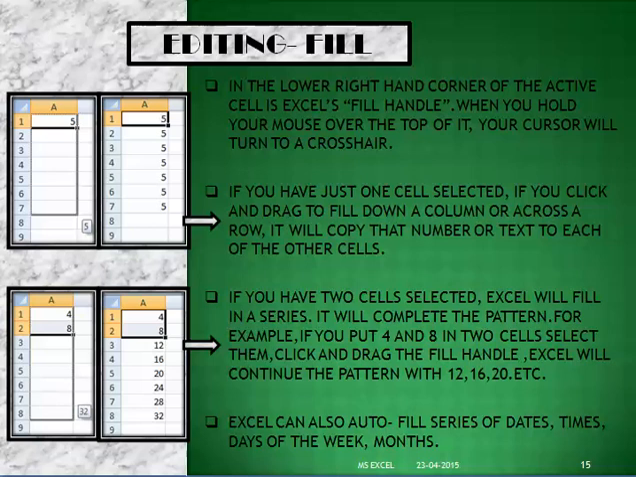If you have two cells selected, Excel will fill the pattern in a series. For example, if we put number 4 in the cell A1 and number 2 in the cell A2, and we select these two cells and click and drag the fill handle, then Excel will continue the pattern with the table of 4. For example, 4, 8, 12, 16, 20 and so on. Excel can also auto fill series of dates, times, days of the week, months.